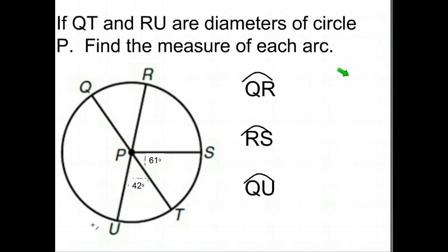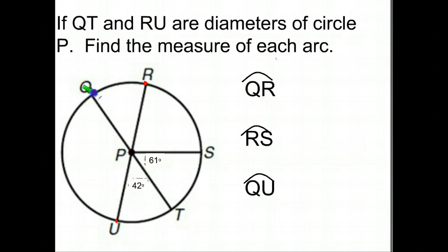All right, here is an example. If QT and RU are diameters, okay, they have to tell us that so we can be certain that from R to U is halfway around the circle. Find the measure of each arc. Find the measure of arc QR.